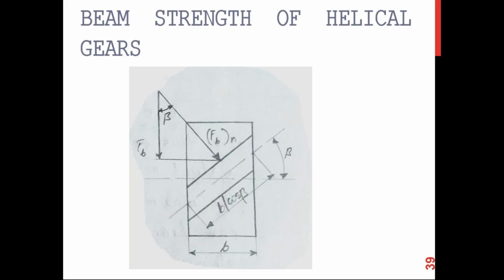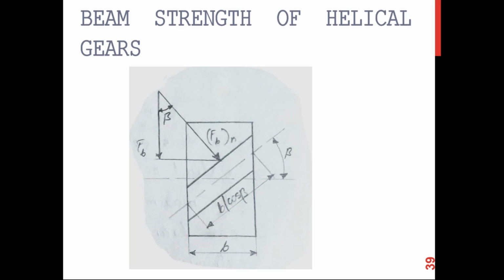In order to determine the beam strength, the helical gear is considered to be equivalent to a formative spur gear. So the formative gear is an imaginary spur gear in a plane perpendicular to the tooth element. The pitch circle diameter of this gear is d suffix c, dc. The number of teeth is zv and the module is m suffix n.